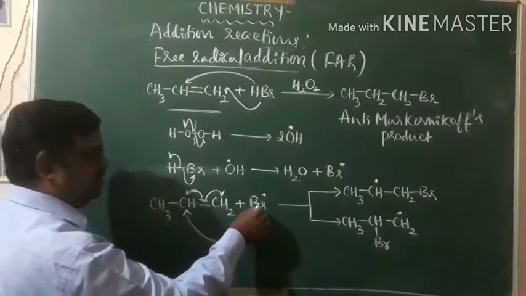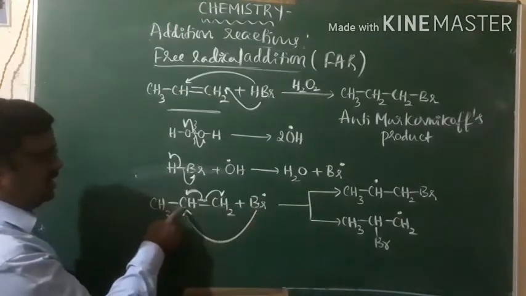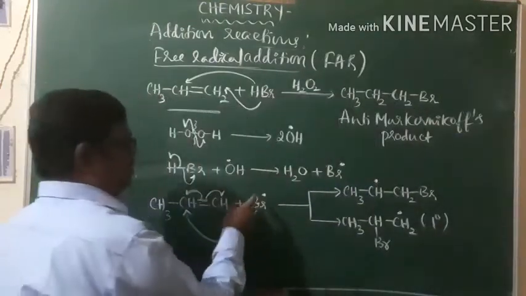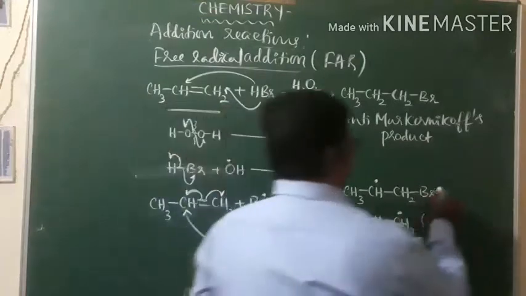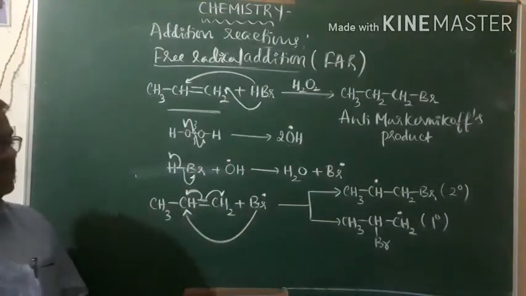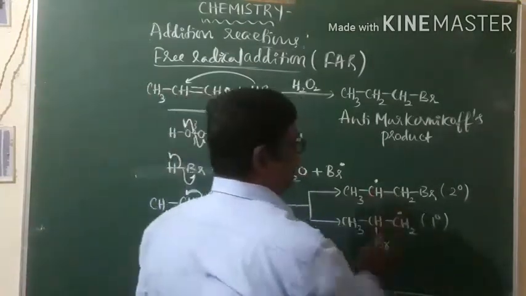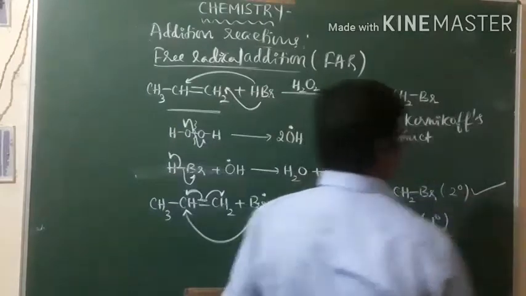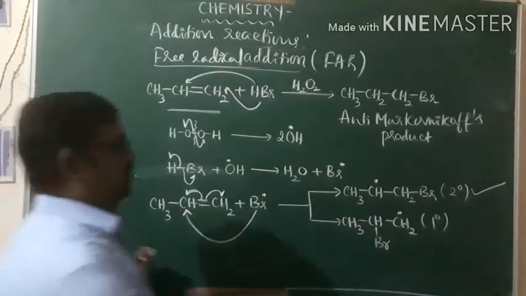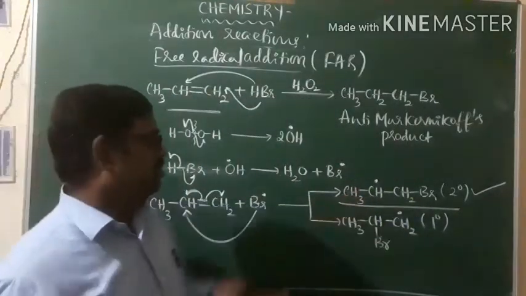If Br dot is connected to CH, you get a primary carbon free radical. If Br dot is attached to CH2, you get a secondary carbon free radical. Out of these two, which is more stable? The secondary carbon free radical is more stable, therefore this product will be dominating. This will be the dominating product.